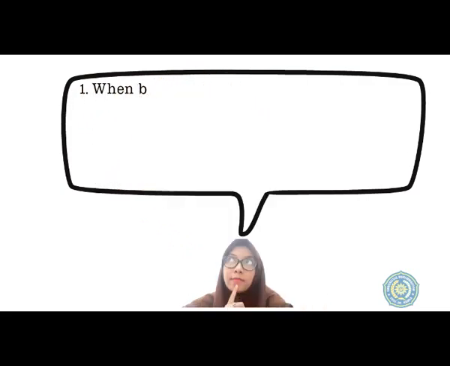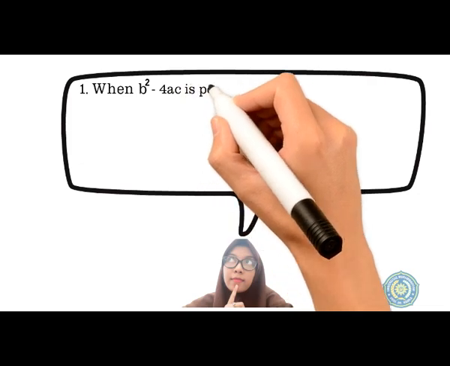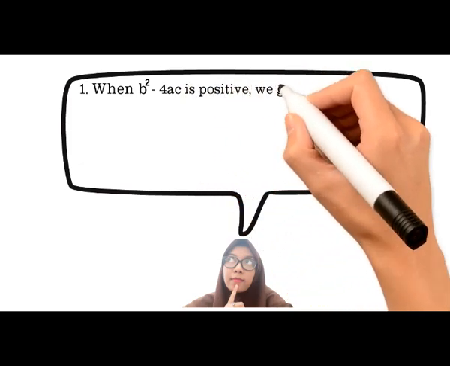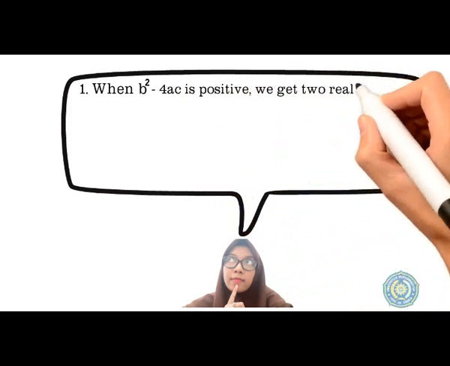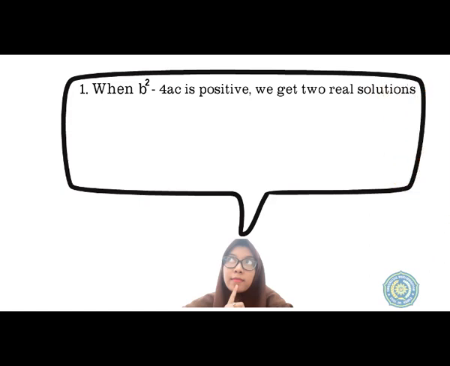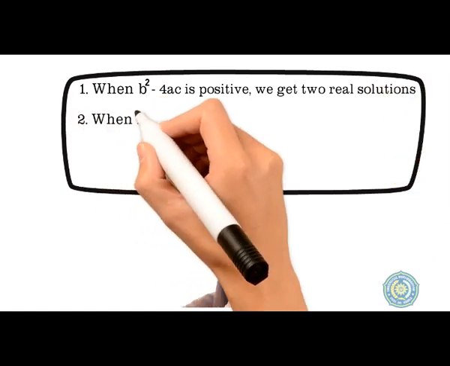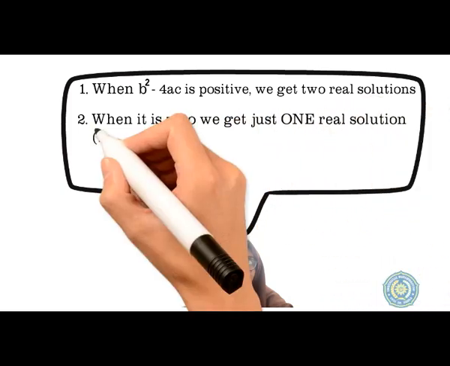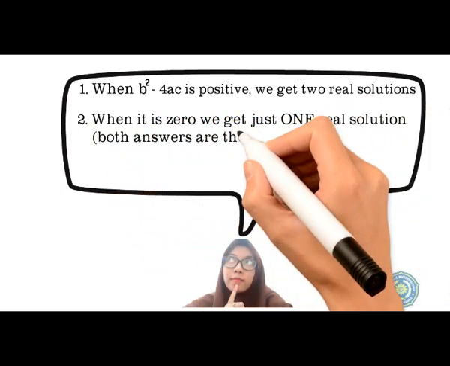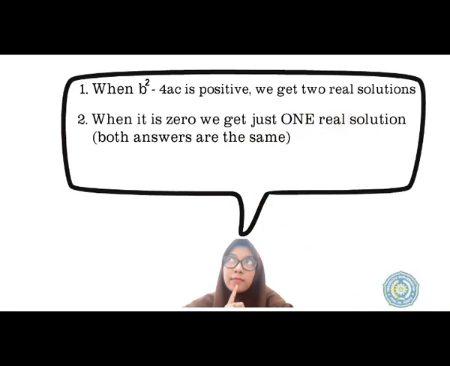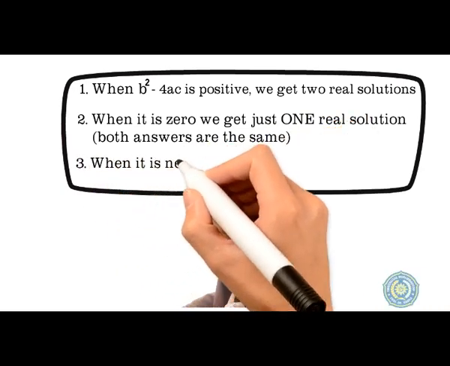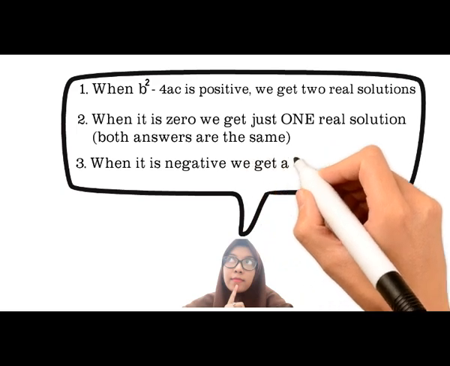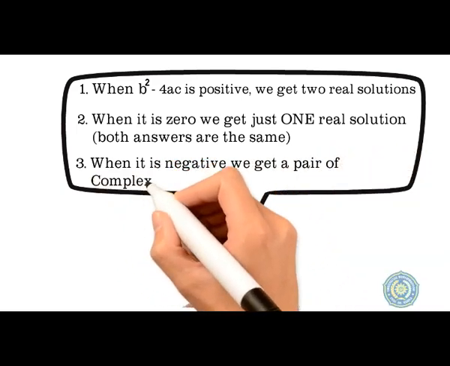1. When b squared minus 4ac is positive, we get two real solutions. 2. When it is 0, we get just one real solution. Both answers are the same. 3. When it is negative, we get a pair of complex solutions.